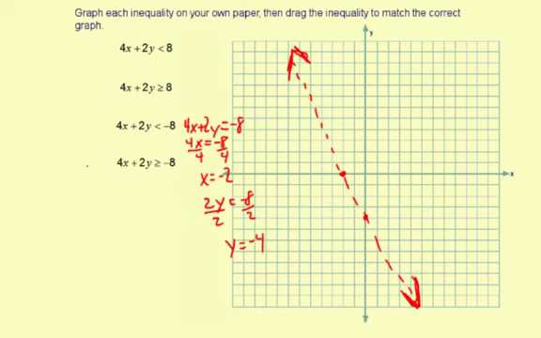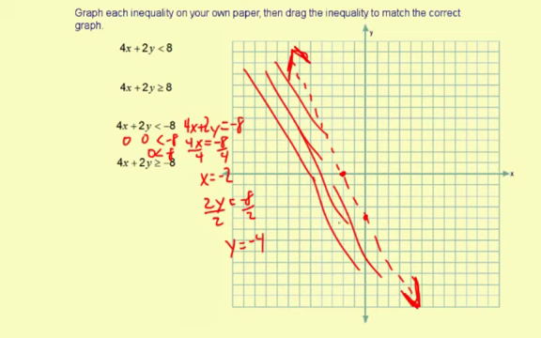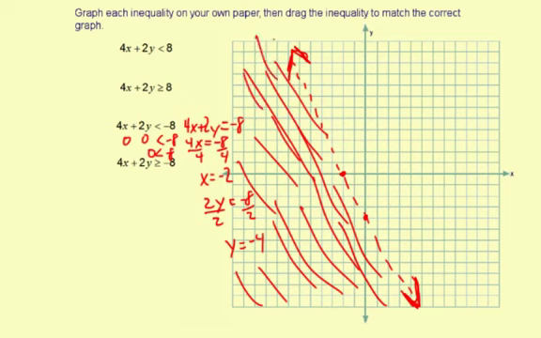Okay, now the test point. 0, 0, less than negative 8. Is 0 less than negative 8? The answer is no, 0 is not less than negative 8. So you're going to shade all of these points on the opposite half plane from 0, 0. So there's your graph of 4x plus 2y is less than negative 8.